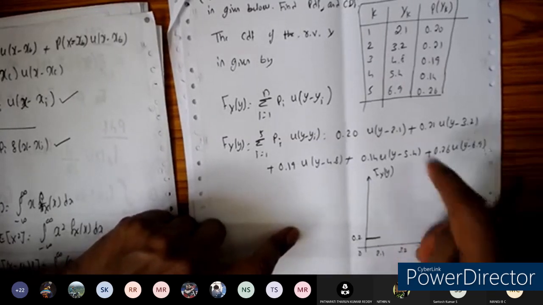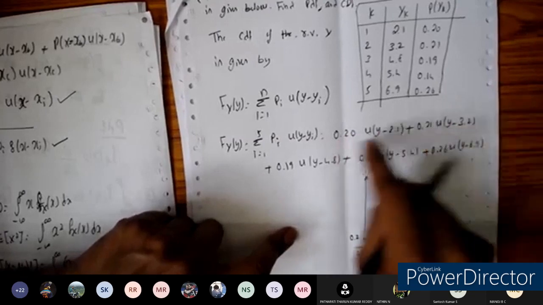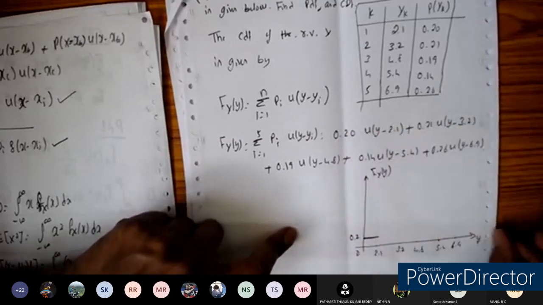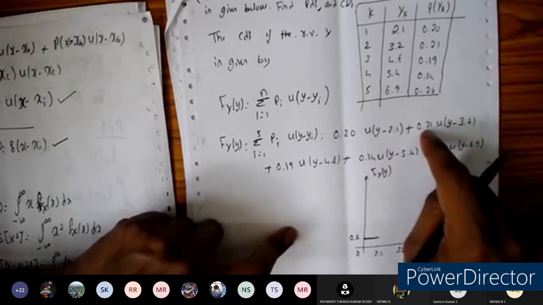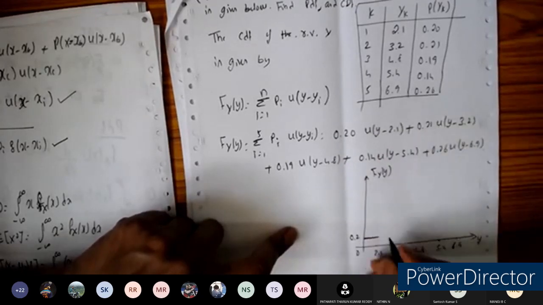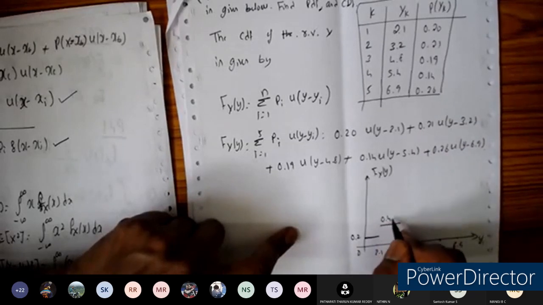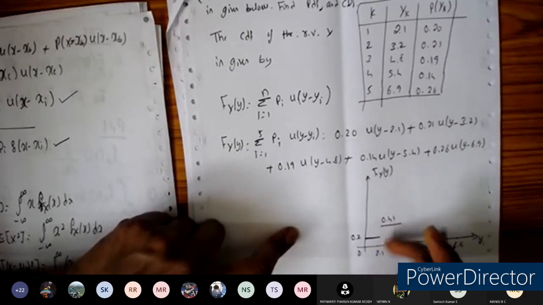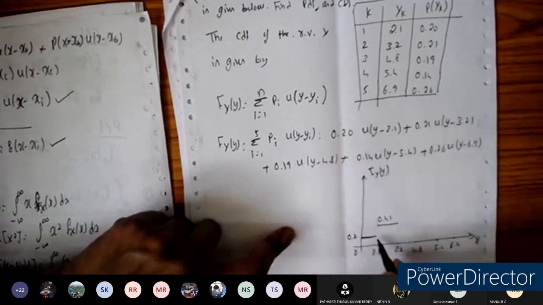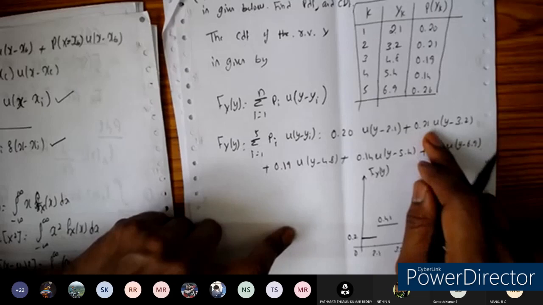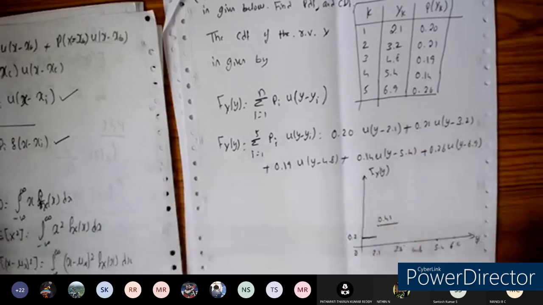Again, 0.21 will be added to this, because the curve continues like this. So 0.20 plus 0.21 becomes 0.41. With another unit step function, 0.21 is added, so it increases to 0.41.